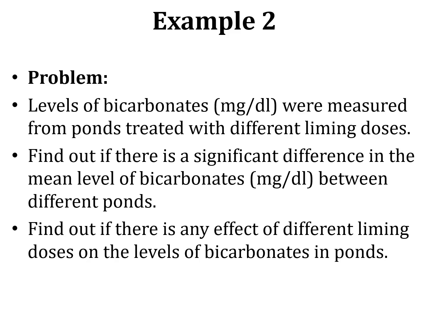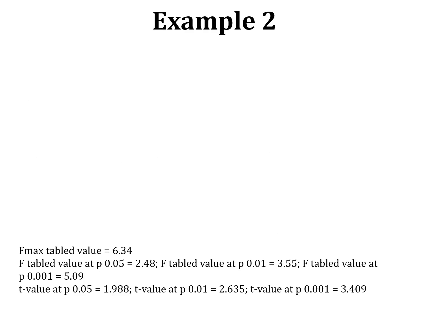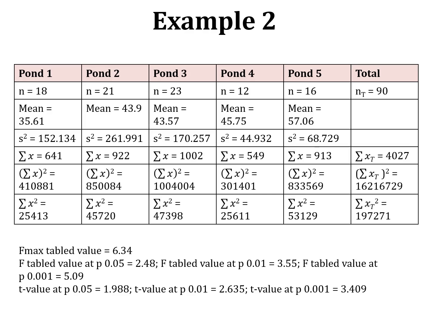Our example number 2 is also the same: levels of bicarbonates in milligrams per deciliter were measured from ponds treated with different liming doses. Find out if there is a significant difference in the mean level of bicarbonates between different ponds. Or in other words, you have to find out if there is any effect of different liming doses on the levels of bicarbonates in ponds. And you have the descriptive statistics here.